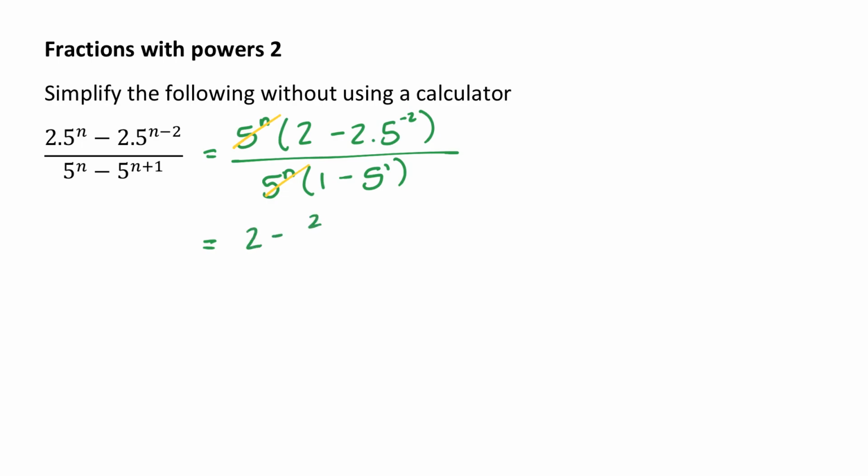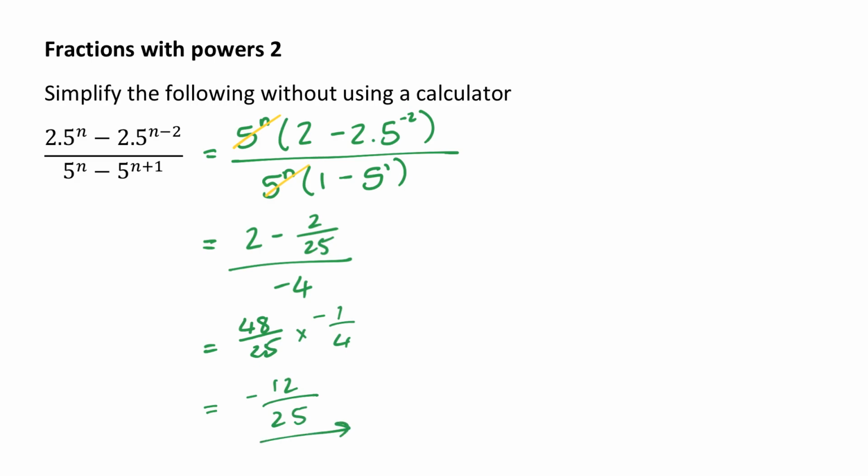So I get 2 minus 2 out of 25. 1 minus 5 is negative 4. 2 is 50 out of 25, so 50 minus 2 is 48 out of 25. Times my reciprocal, and so I get exactly the same answer again. So sometimes you don't need to take out the highest common factor. Sometimes it's just helpful to take out a common factor that will simplify the question. In this case, taking out 5 to the power of n as a common factor removes any unknown values as exponents, and then I can work out the question quite easily to finish off.